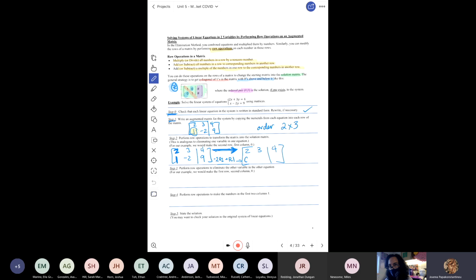I put it here. Okay, now I'm going to perform the same row operation to the next element in that row. Negative 2 times negative 2 is 4. 4 plus 3 is 7. Do you see how the result of performing that row operation goes in that row? Okay?